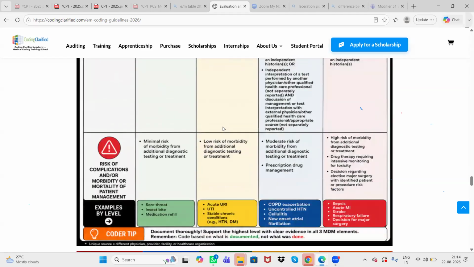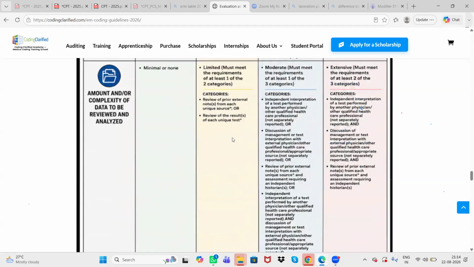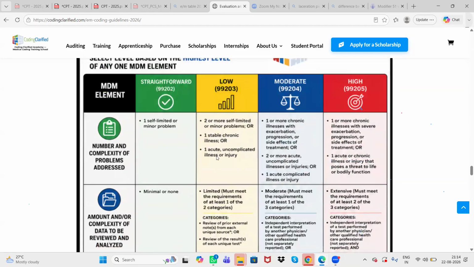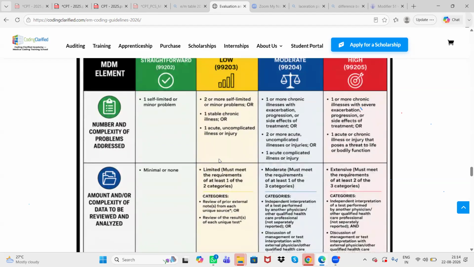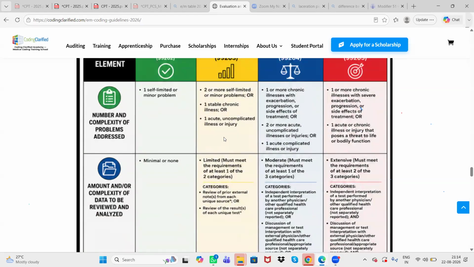We can see the example here. Acute upper respiratory tract infections, urinary tract infections, stable chronic conditions like hypertension and diabetes mellitus for the second point. Third point, which we already discussed, uncomplicated illness or injury. Next, are we good with the problems addressed under low? If you have any questions, ask me. No problem, I'll explain a second time. Don't hesitate.